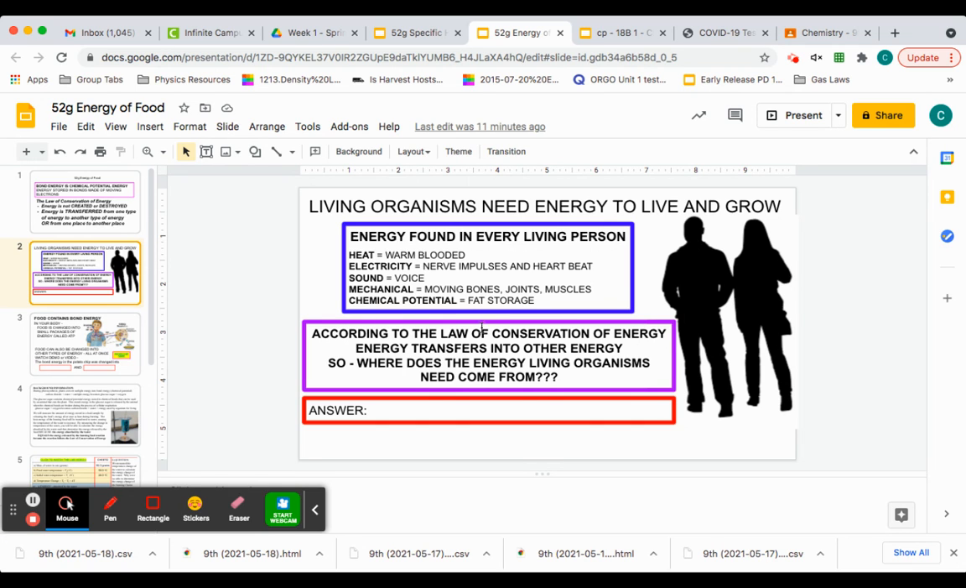Next, according to the law of conservation of energy, energy transfers into other energy. So where does the energy living organisms need come from? And the answer is food. All right, so the energy that living organisms need comes from food. You can type that in there.